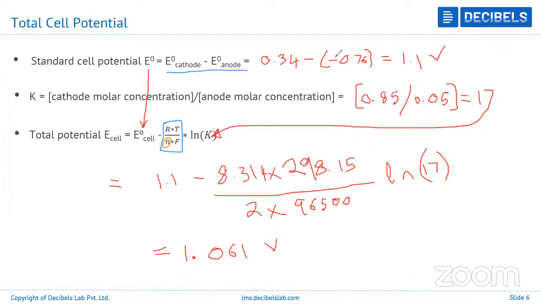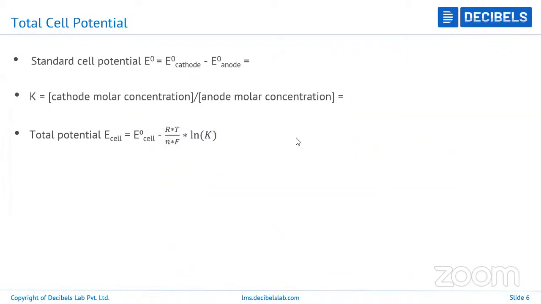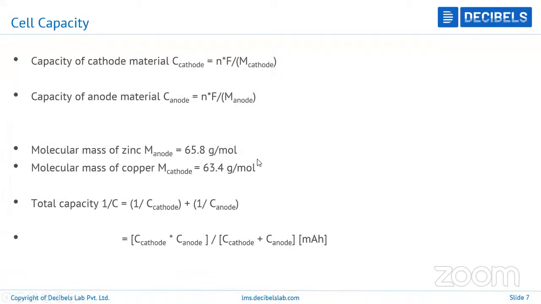Okay, so let's progress to the next one. Here we will calculate the cell capacity. In order to calculate the cell capacity, you have to use this particular equation. This is called the theoretical cell capacity.